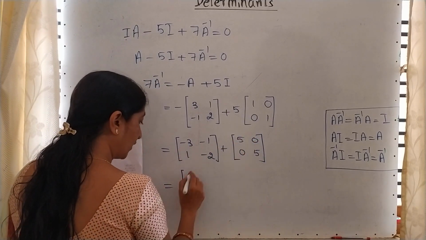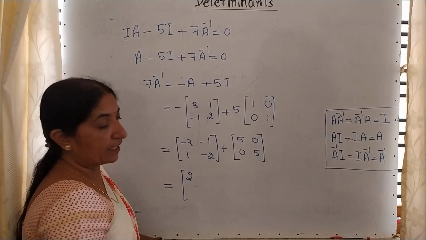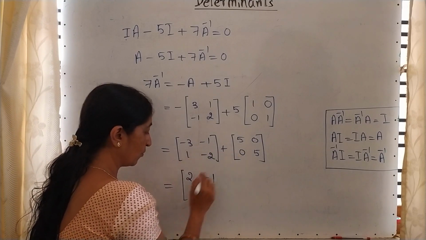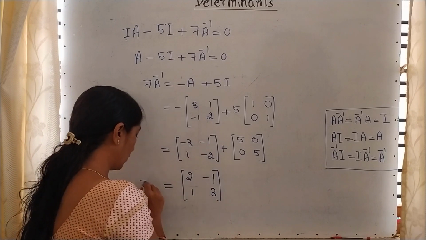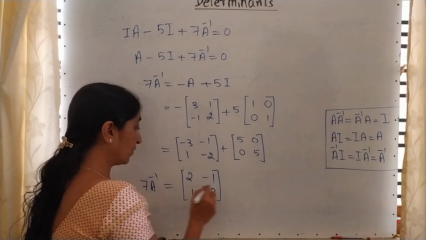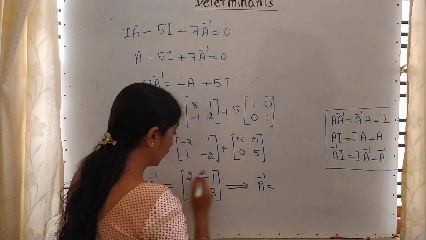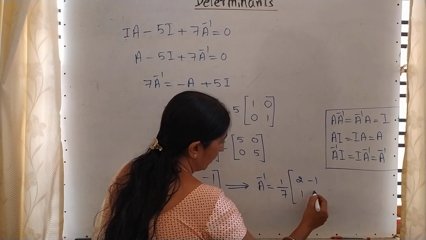Minus 3 plus 5, that is 2. Can you write it directly? Yes. Minus 1 plus 0 is minus 1. 1 plus 0 is 1. Minus 2 plus 5 is 3. This is what? This is 7A inverse. But what we required? We required A inverse. Take 7 on this side. 1 by 7, 2 minus 1, 1, 3.